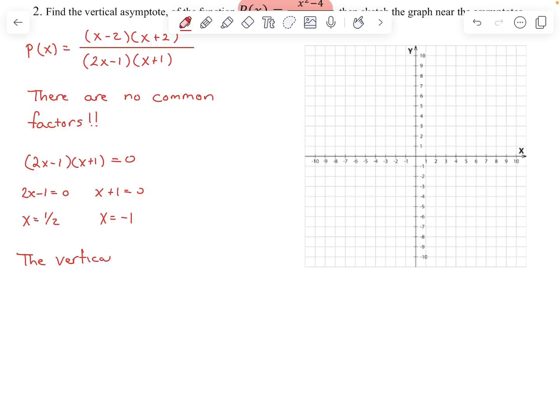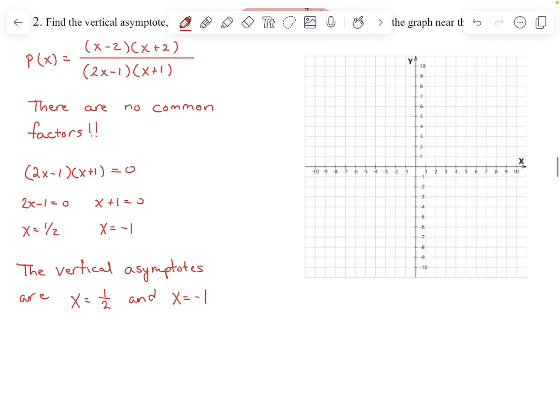The vertical asymptotes are x is equal to 1/2 and x is equal to negative 1. So on the grid to the right, I'm going to place two dashed vertical lines. One at x is equal to negative 1, and another at x is equal to 1/2.